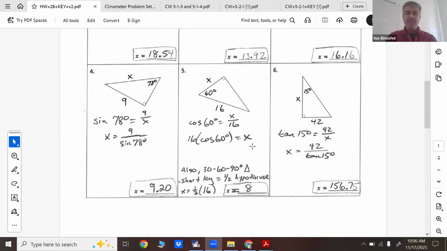Okay. 4, 5, 6. Any questions on 4, 5, 6? By the way, for number 5, we're going to talk about a way you could do 5 without a calculator. There's a special ratio that triangles of 30 and 60 degrees have. We're going to talk about that later today.